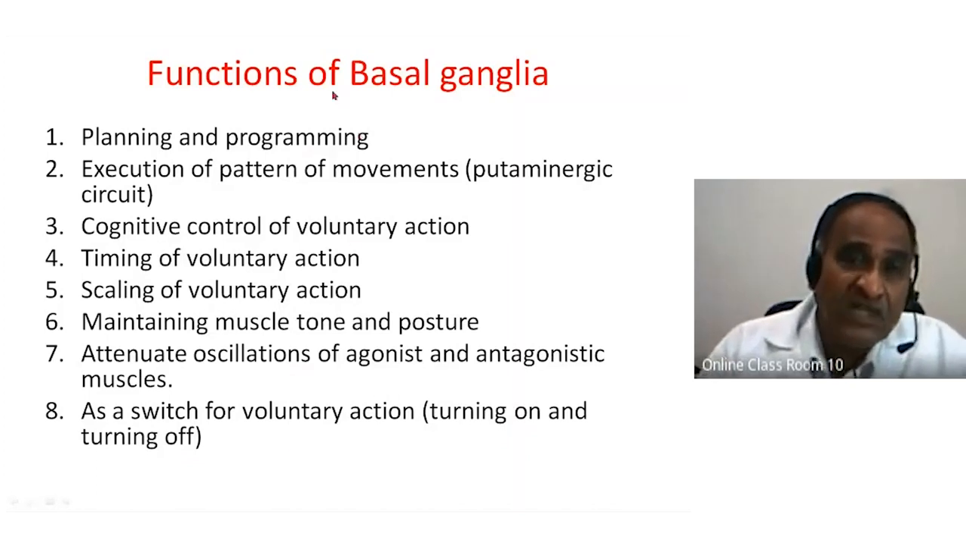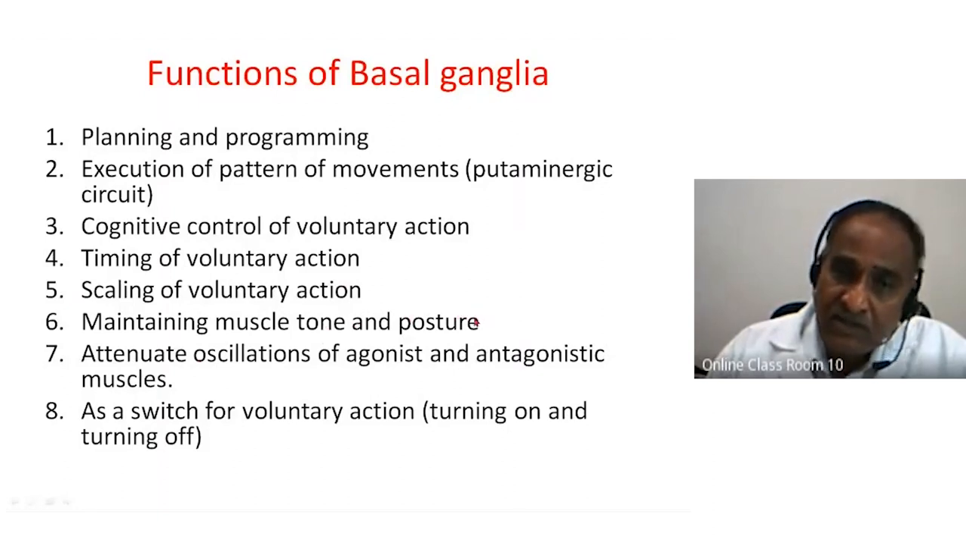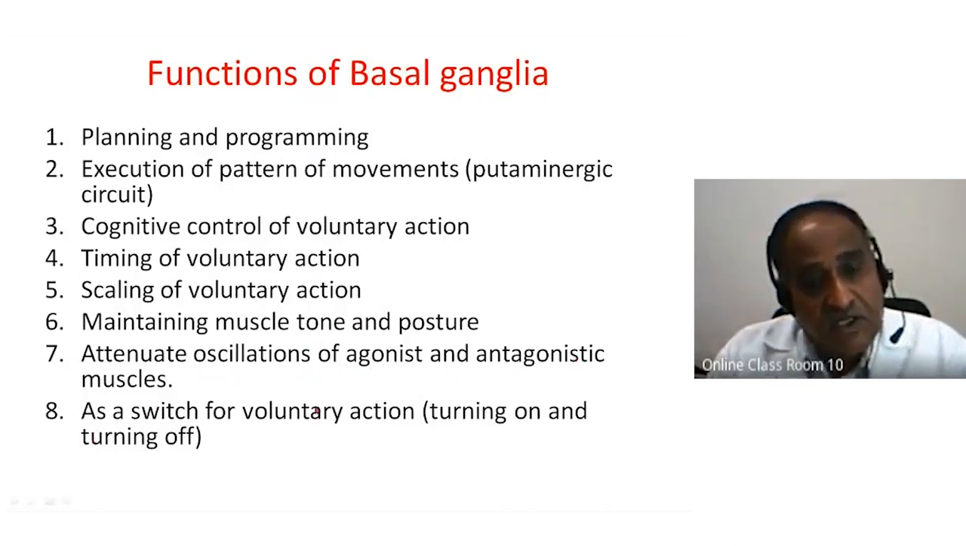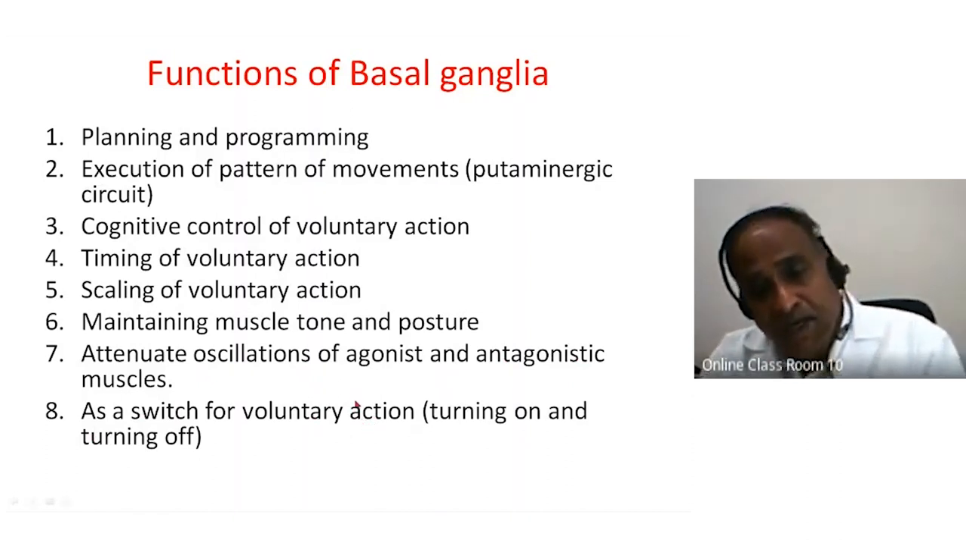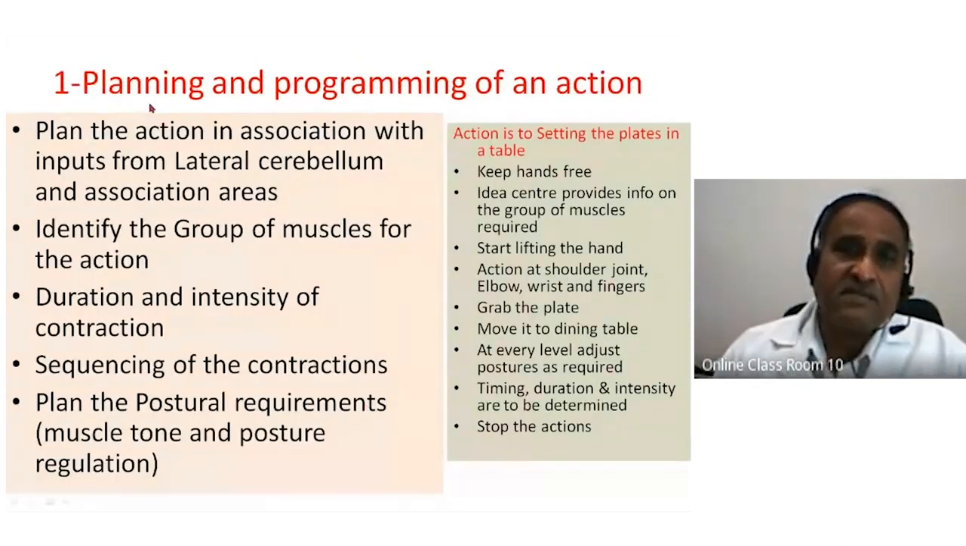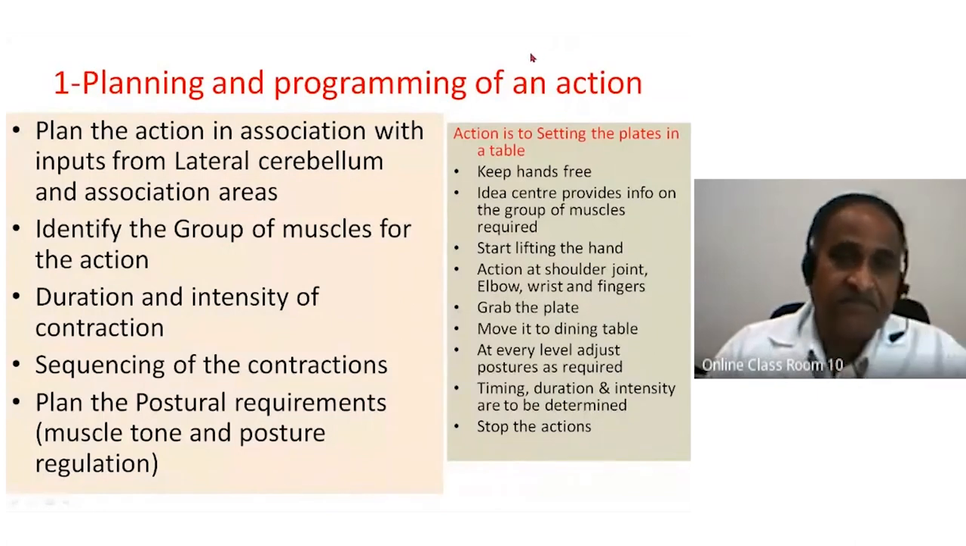I repeat, I have mentioned eight functions here: planning and programming, execution of the pattern movements, the cognitive control of voluntary action, timing of voluntary action, scaling of voluntary actions, the posture and tone required for the action, the dampening of the oscillations of the agonist and antagonist group of muscles, and a switch for the voluntary action. Now, we consider each one of them briefly. The first part is the planning and programming of the action.